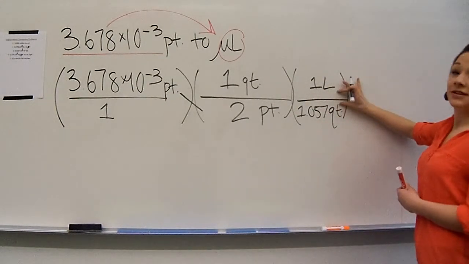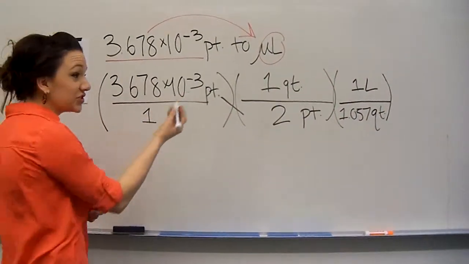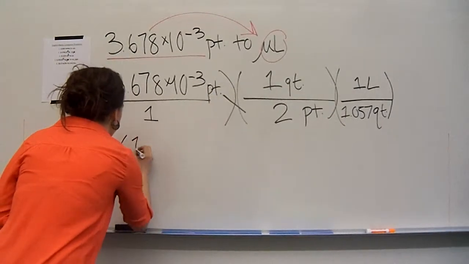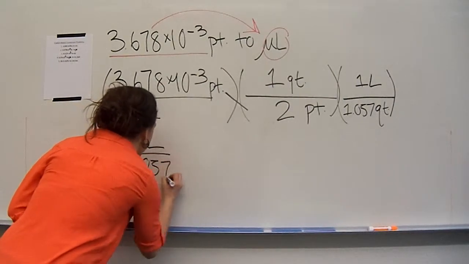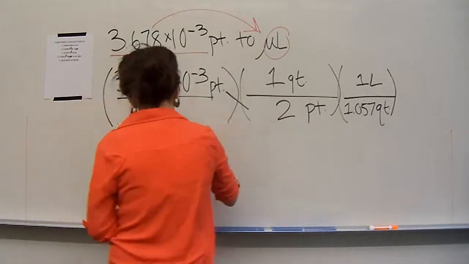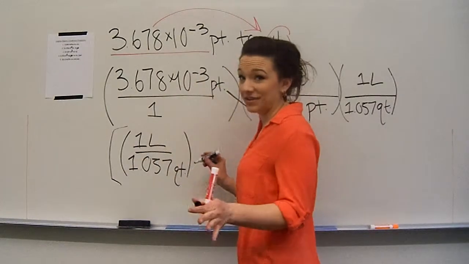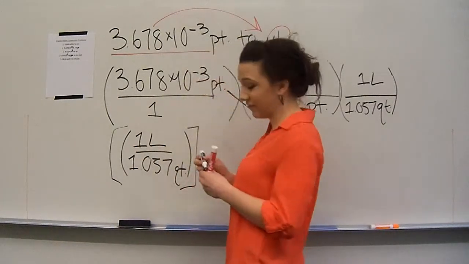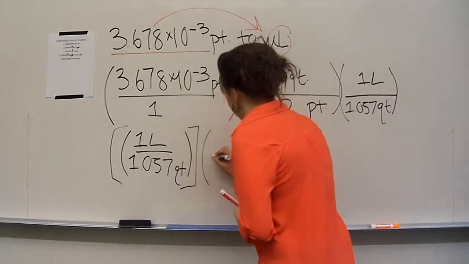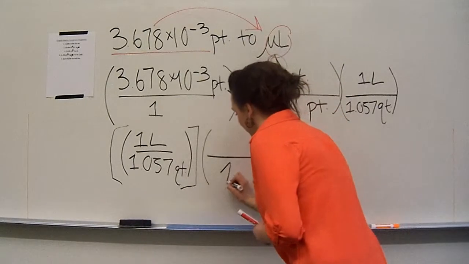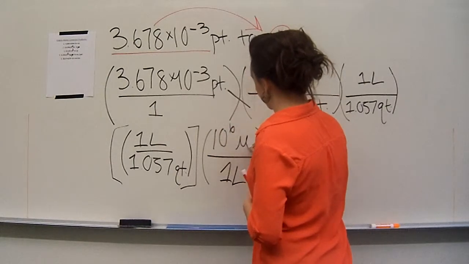Matching these vertically. I'm running out of room, so I'm going to move down here. So I'm just going to rewrite what we have over there. So we have 1 liter over 1.057 quarts. I'm going to put brackets around this so that I know I do not need to multiply or divide that when I plug everything into the calculator. So we will need to match liters diagonally. So 1 liter is equal to 10 to the 6th microliters.